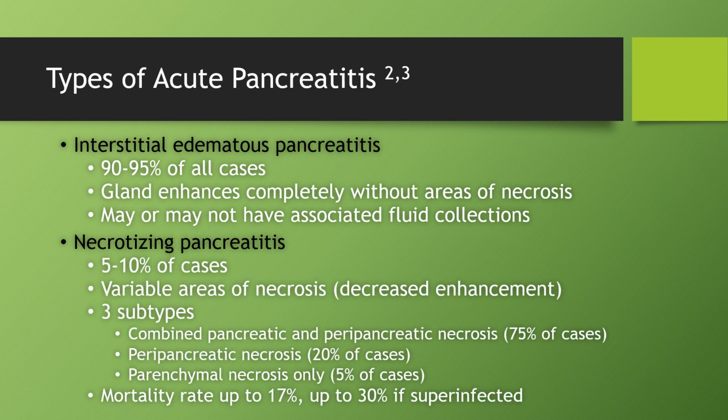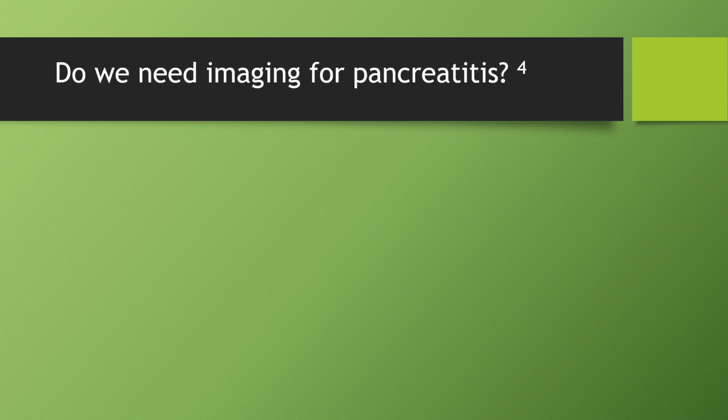Necrotizing pancreatitis comprises 5 to 10% of cases. They'll have variable areas of necrosis, which will show as decreased enhancement on contrast scans. There are 3 subtypes. The combined pancreatic and peripancreatic necrosis is by far the most common. It's 75% of cases. Peripancreatic necrosis is the second most common at 20% of cases. And parenchymal necrosis only, when it only affects the pancreas itself, is only 5% of cases. Mortality is high for necrotizing pancreatitis, up to 17%, and if it becomes superinfected, it can be as high as 30%.